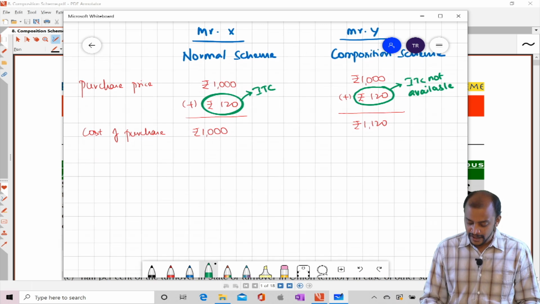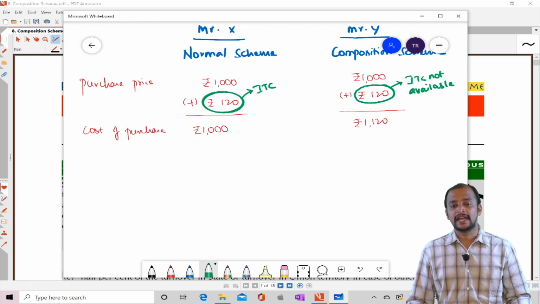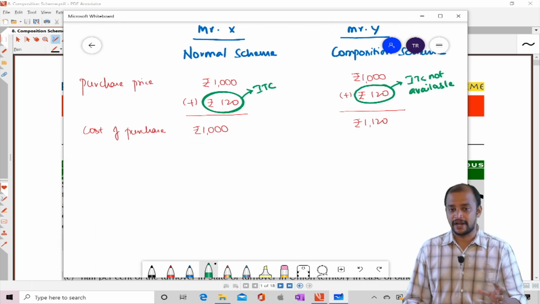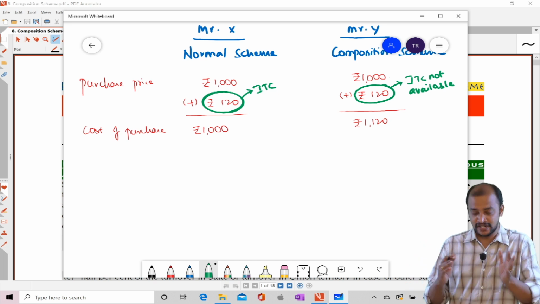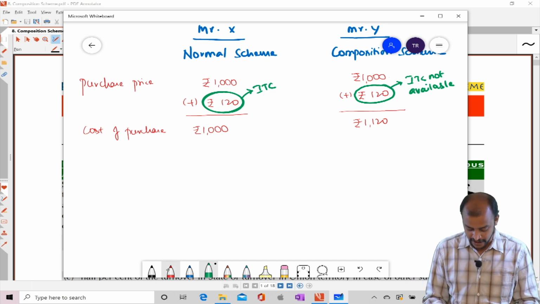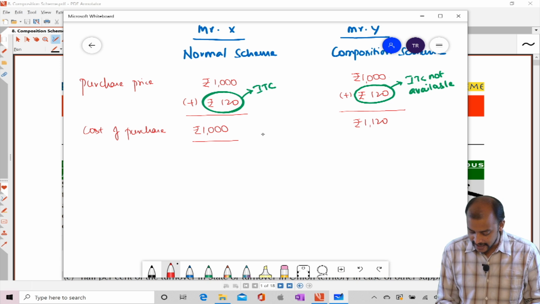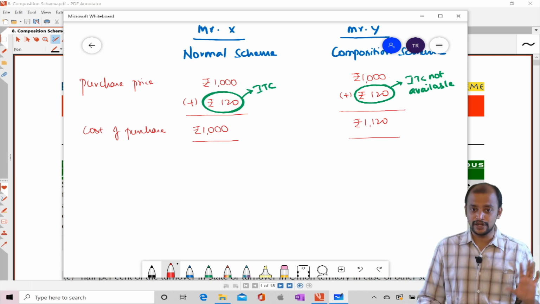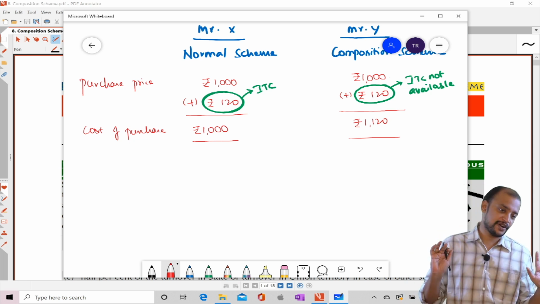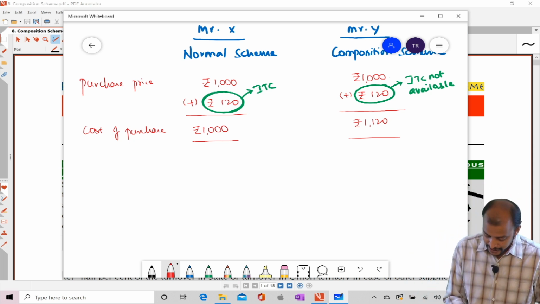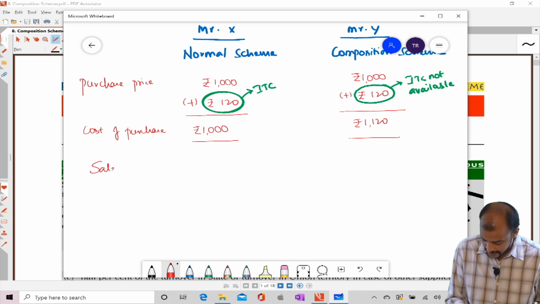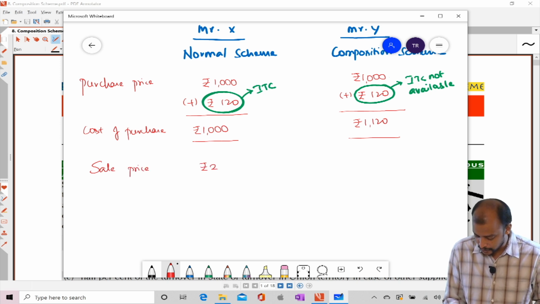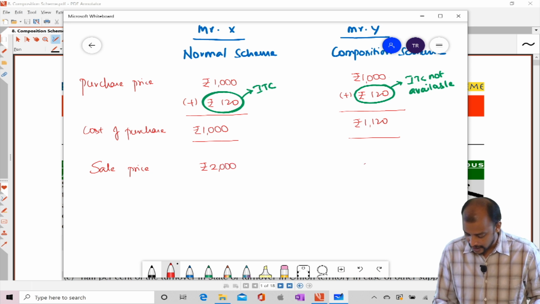Now what happens? You make a value, that is sale price. So this is the cost of purchase price or cost of purchase, anyway you can take. Now let's take the sale price. The sale price will remain the same. There is no change in the sale price of the product. So sale price is say 2000 and 2000.